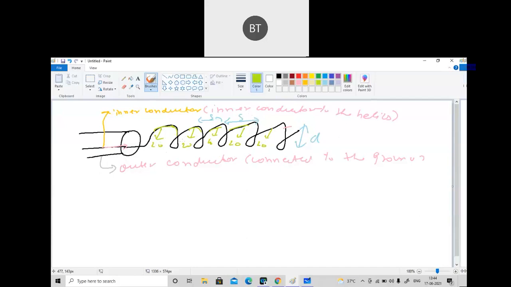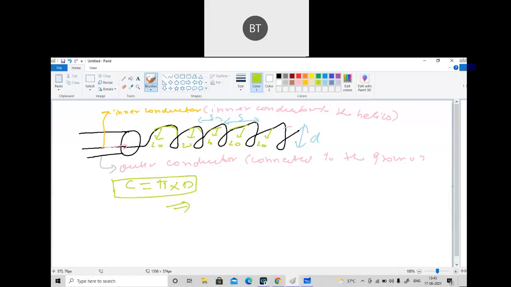If somebody asks you what the circumference of this helical antenna is, the circumference will be denoted by C equal to pi into D. So this is the circumference of this helical antenna. This formula we will see in the numerical section. This is also very important. So this is what the helical antenna will look like.